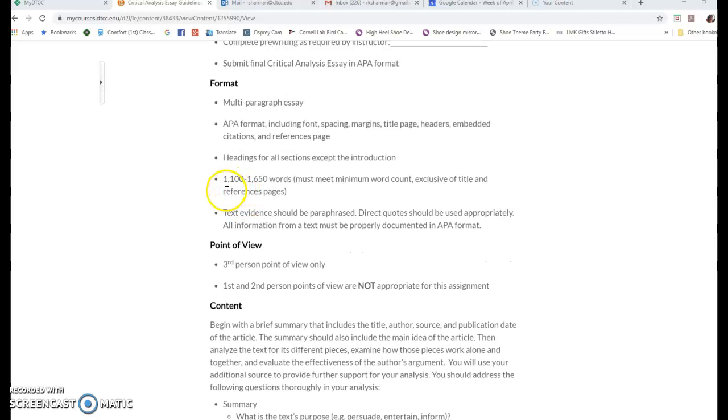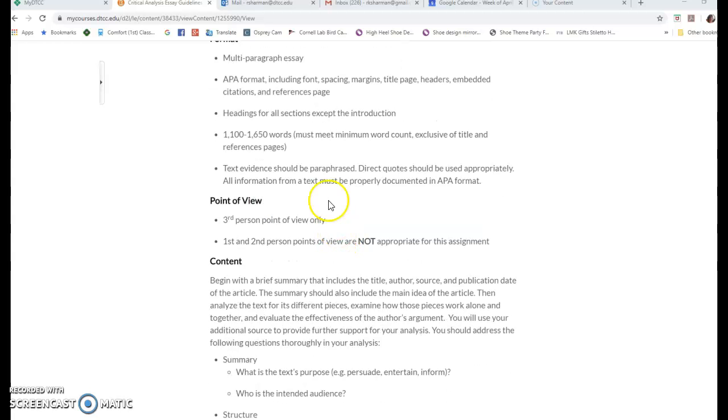The word count for this essay is the longest of any that you've done. It must be at least 1,100 words, and the upper range is 1,650. This does not count the title page or the references page. You will be referring to the article or the text, and you should try to paraphrase whenever possible. But if you do use a direct quote, you need to cite those appropriately in APA format.